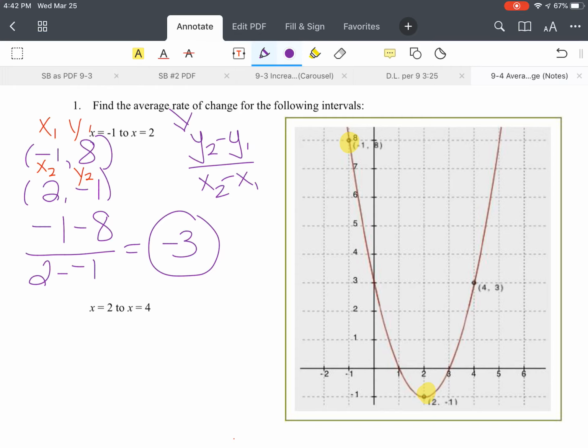Okay, let's look at the same graph, just a different question. Now we want the average rate of change for the interval 2 to 4. It's going to be a different answer. Remember, average rate of change, we're going to use that same formula, the slope, y2 minus y1 over x2 minus x1. So they're talking about when x is 2 to when x is 4. When x is 2, we know that y is -1. And when x is 4, let's look what y is. Well, y is 3.